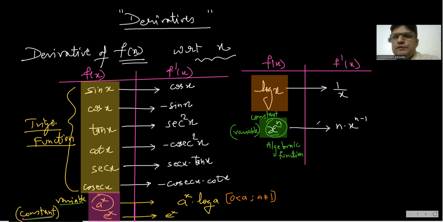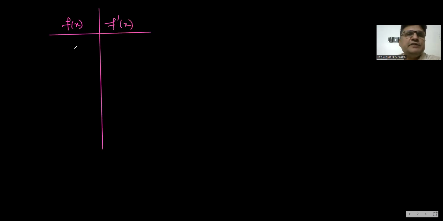So these are the different functions that we have differentiated. Now there are a few more functions which I'm going to differentiate. In total we have differentiated 10 functions. What are those functions? I will write them under the heading f of x, and their derivatives will come under the heading f dash x.